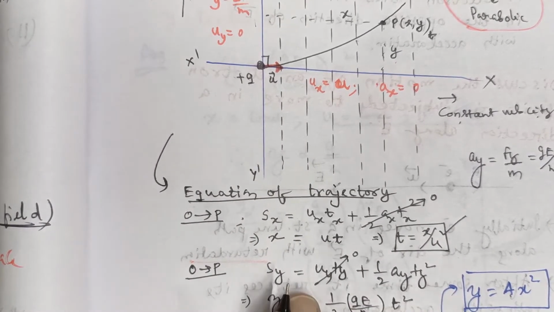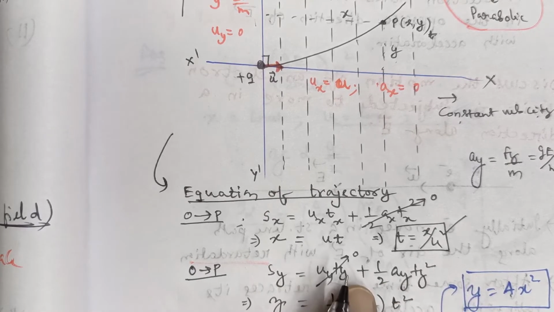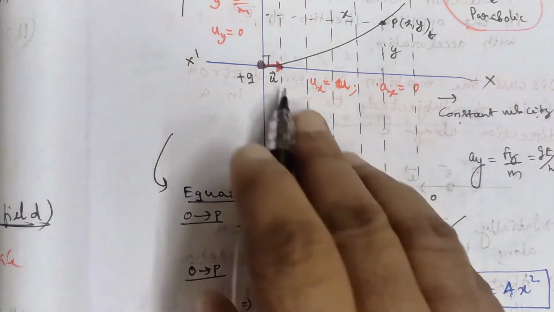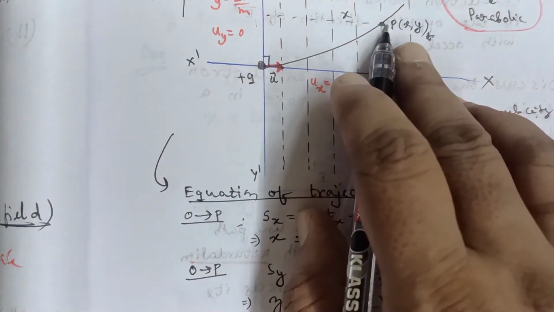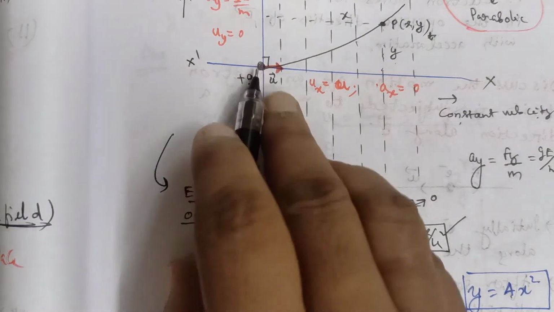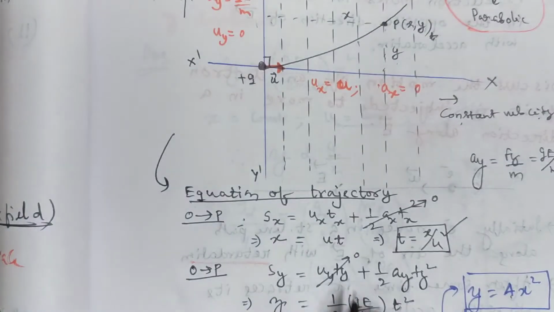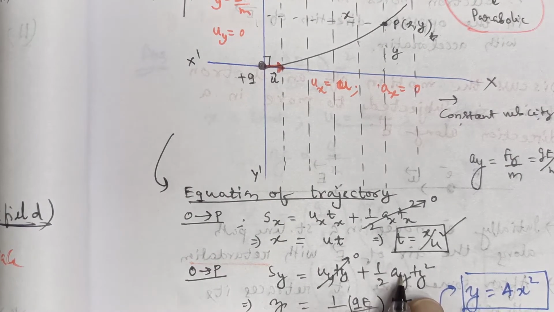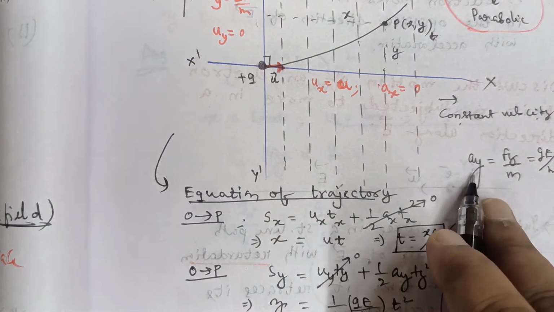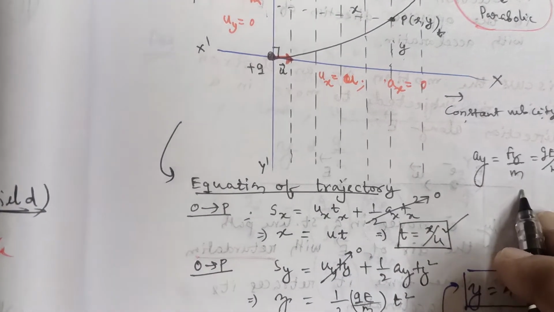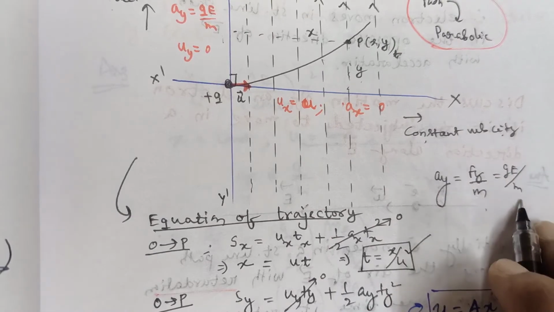We keep this formula. Now for the same O to P, we are taking the vertical equation. Vertical equation means that's why y is written here. s is equal to ut plus half at square. Now you see the diagram. Sy means the y coordinate of the point P after time t. That is y, y is put here. Initial velocity along the y-axis is 0, so the first part is 0. And the second part is half ay t square. Acceleration along the y-axis is force along the y-axis by mass. That means qE by m.